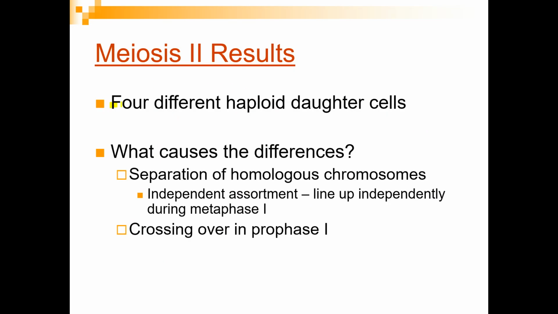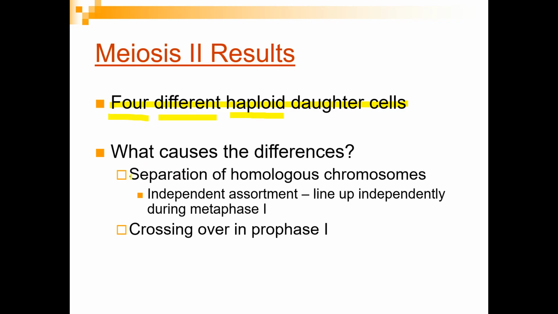All right, so the end result is we have 4 different haploid daughter cells. Remember, that's very different from mitosis. So they are 4 because we had 2 divisions. They are different because of crossing over and independent assortment. And they are haploid because we divided those homologous pairs, okay?